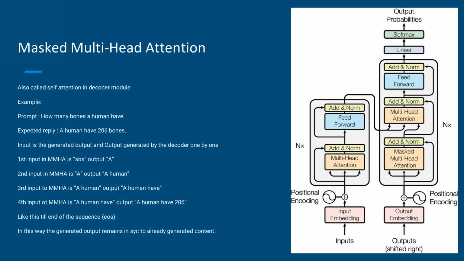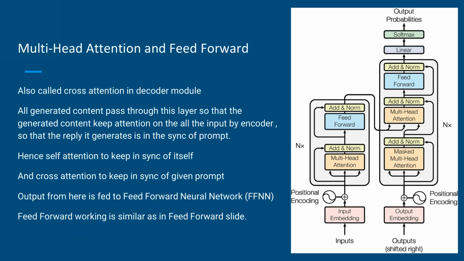Masked multi-head attention receives its previous output as input, hence it is called self-attention in the decoder module. Multi-head attention and feed-forward, also called cross-attention in the decoder module.